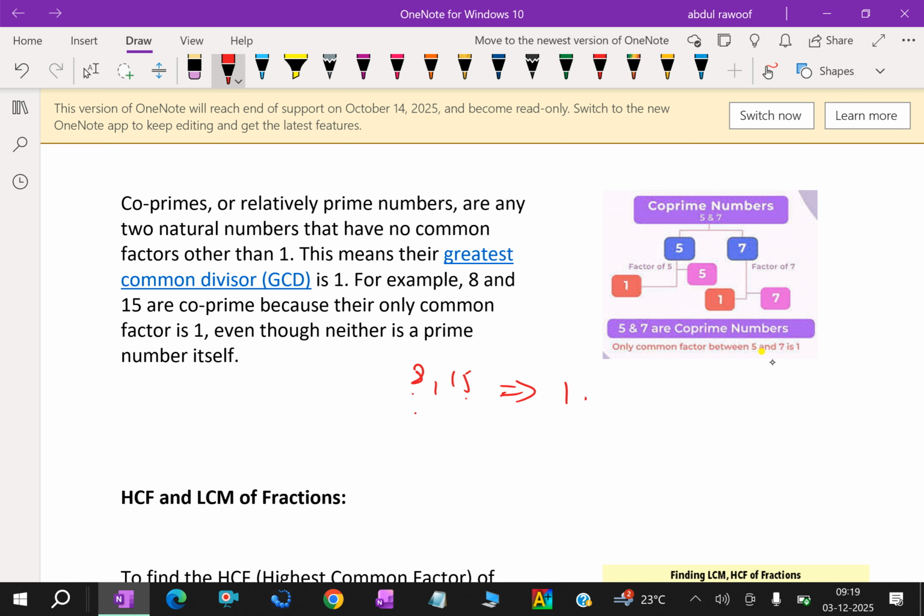Look here, 5 and 7. 5 and 7 are co-prime because the only common factor is 1.